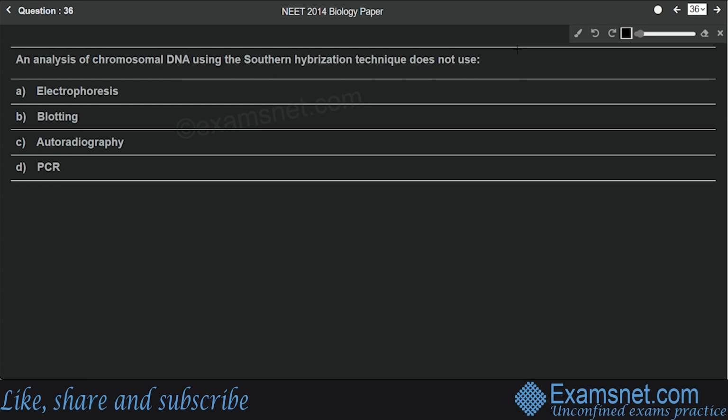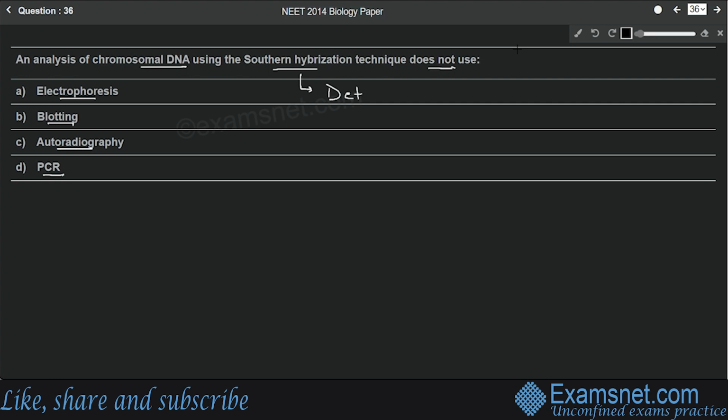Question number 36 is from the chapter Molecular Basis of Inheritance, and the question is: an analysis of chromosomal DNA using Southern hybridization technique does not use. Options are electrophoresis, blotting, autoradiography and PCR. So what is Southern hybridization? It is a method which is used for the detection and quantification of DNA sequences.